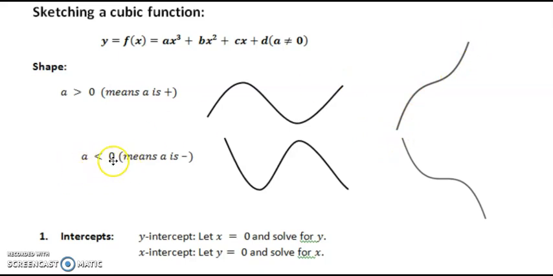If a is less than 0, meaning a is negative, then the graph will first go in a negative direction, make a turn and go to the top, and come back and continue in a negative direction. Or the graph can merely take a motion like that.